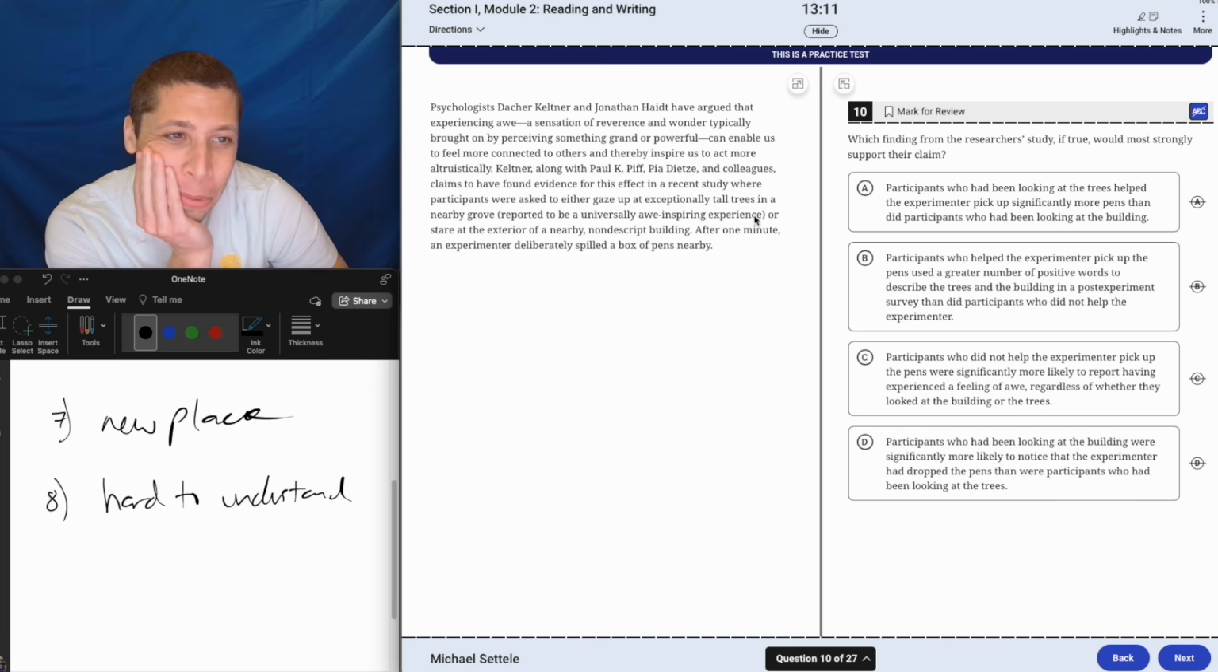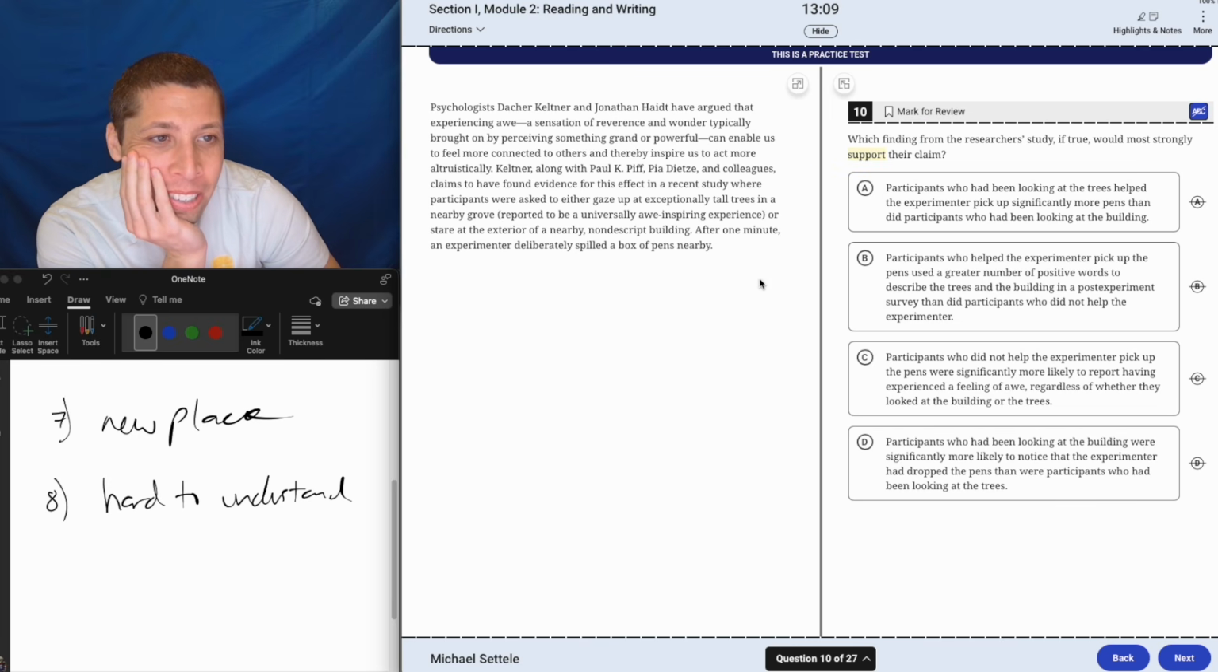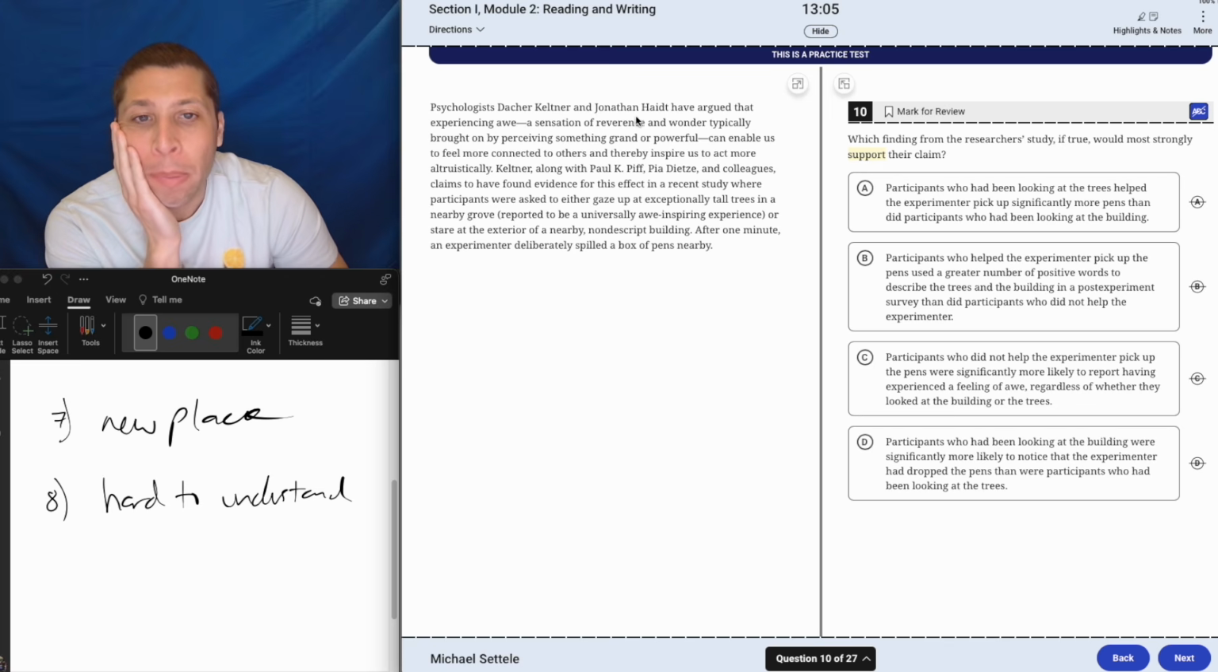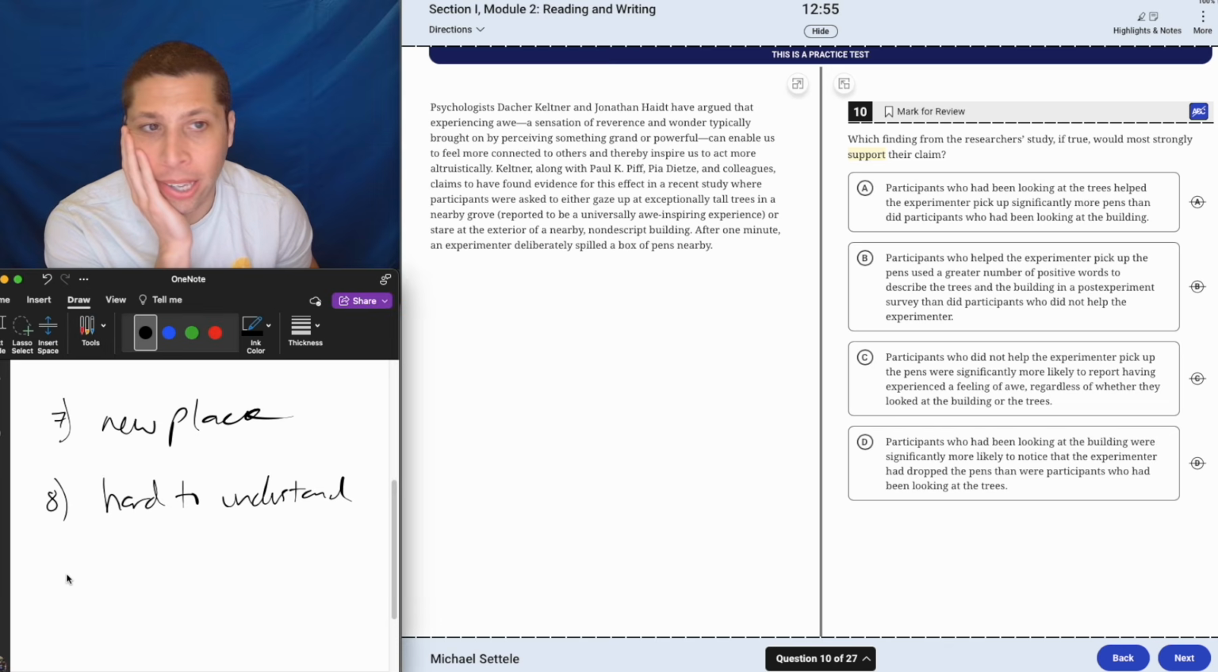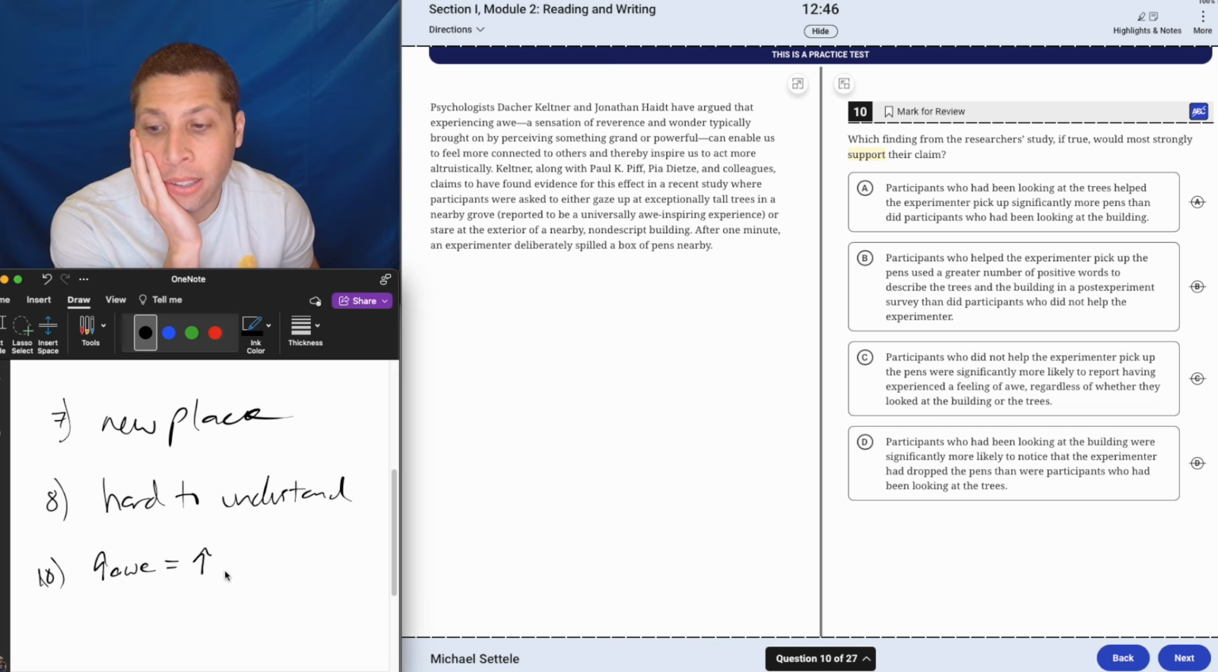Okay. Support their claim. Okay. It's in here somewhere. These people have argued that experiencing awe, a sensation of reverence and wonder typically brought on by perceiving something grand or powerful, can enable us to feel more connected to others and thereby inspire us to act more altruistically. Okay, so that seems like the claim. I don't like that it's early. So increase in awe equals increase in altruism means helping.